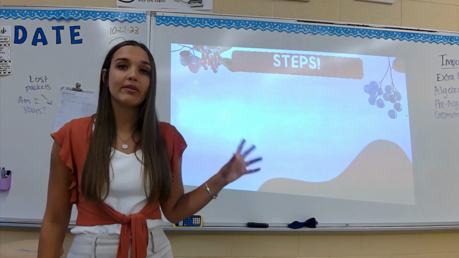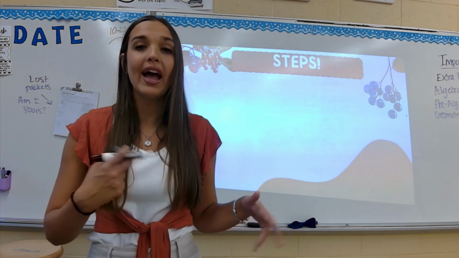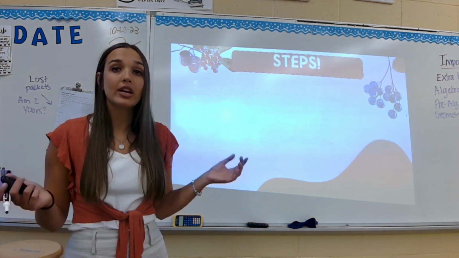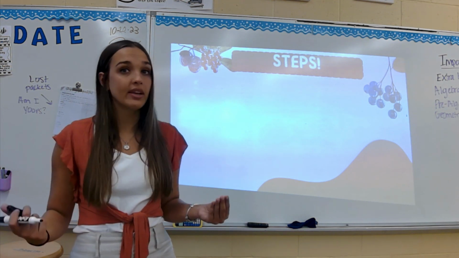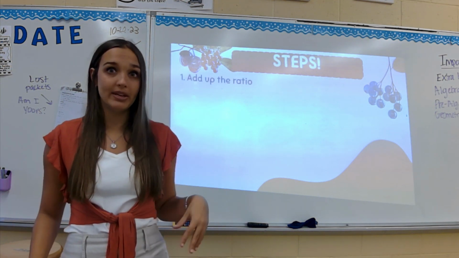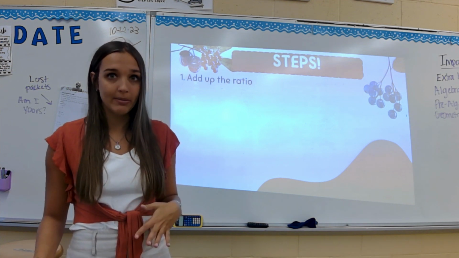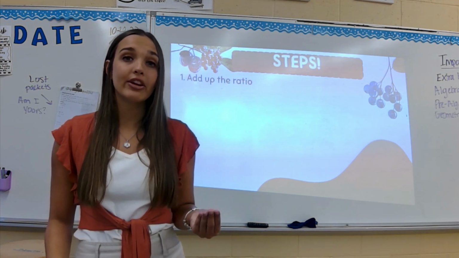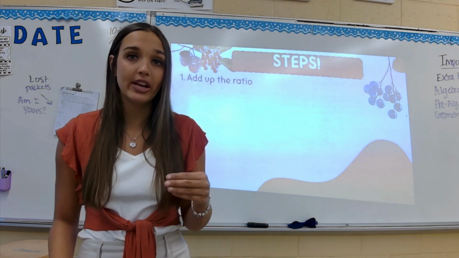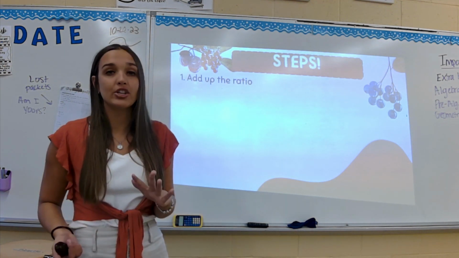So the first step is to add up that ratio. They're going to give you a ratio of how that line is split. You're going to add up the first number and the second number, and we're going to use that as the denominator of our new fraction. Our first number in that ratio is going to be our numerator. So we're going to be creating a fraction.